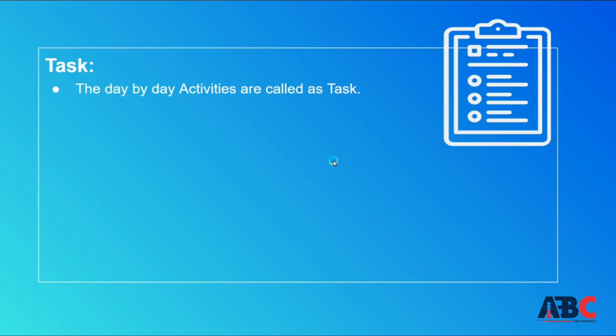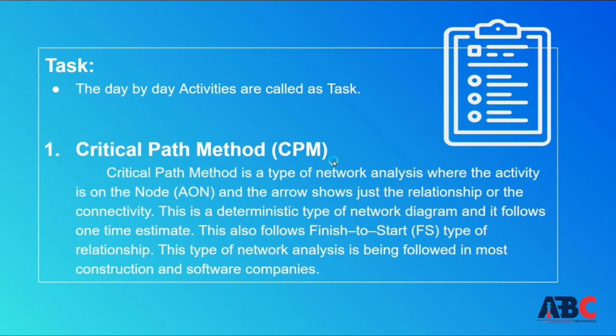So there are multiple methodologies. For duration or network analysis, there are two major methods. One is critical path method and the other is precedence diagram method. What is the difference between these two? Critical path method is a network analysis type. It shows relationship and connectivity. It determines the time and the point of your work.